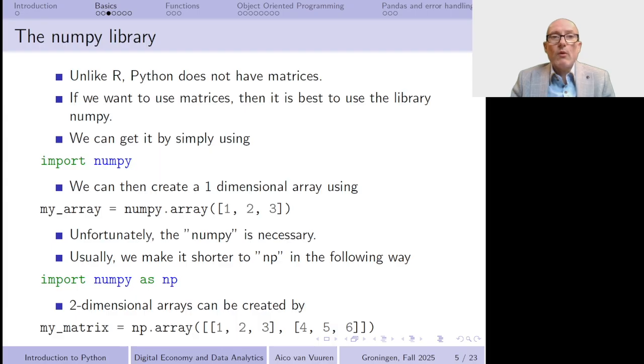I would like now to go on to the so-called NumPy library. The NumPy library we are going to use often as econometricians, and the reason behind that is that we should realize that unlike R, Python does not have matrices. So in standard Python at least, we cannot introduce matrices. And that's the reason why we need a library for that, and that is the so-called NumPy library.